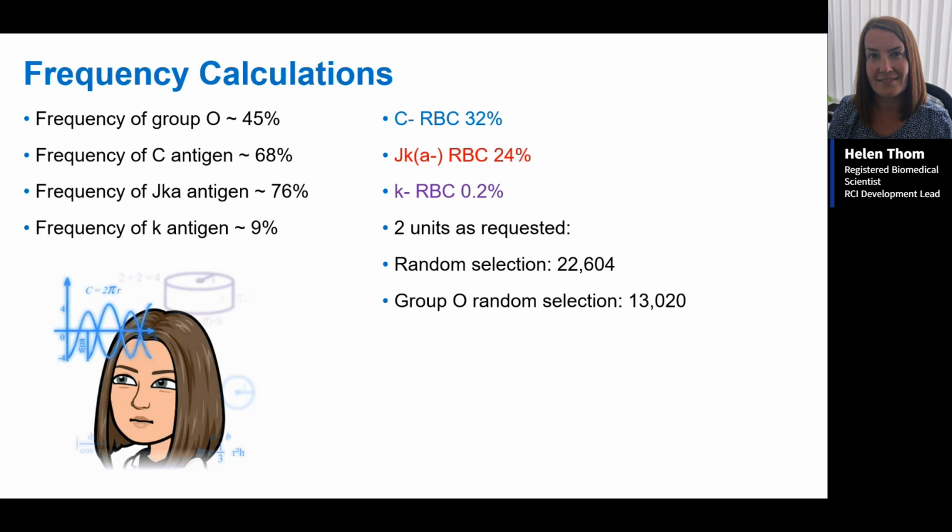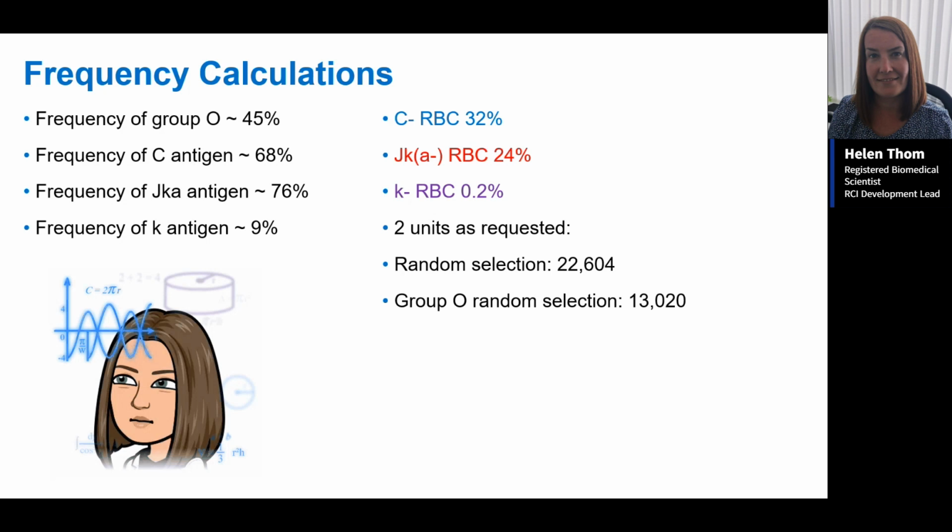So you've got to do your calculations on the antigen frequency. We know the patient's group O, which is around 45% of your donor population. The frequency of the big C antigen is 68%, so 68% of people will have the big C antigen, 76% of people will have the Jka antigen, and 9% of people will have the little k antigen.